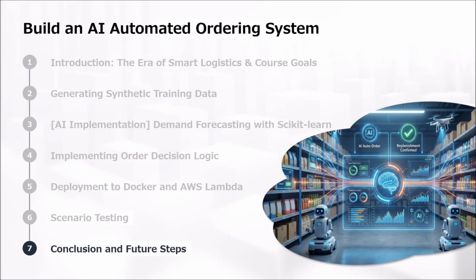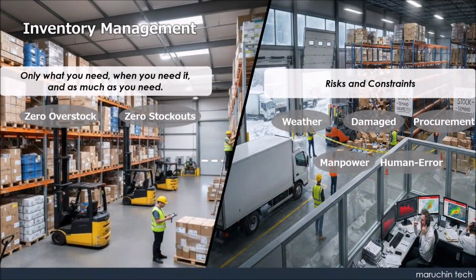Next, we move to section 7, conclusion and future steps. First, at the beginning of this course, we learned about the general challenges of inventory management. In inventory management, it is crucial to maintain optimal inventory levels while avoiding both excess stock and stockouts. We explored how we can use AI to predict demand rather than relying solely on human intuition.